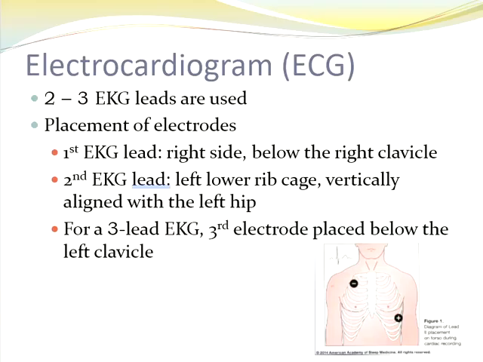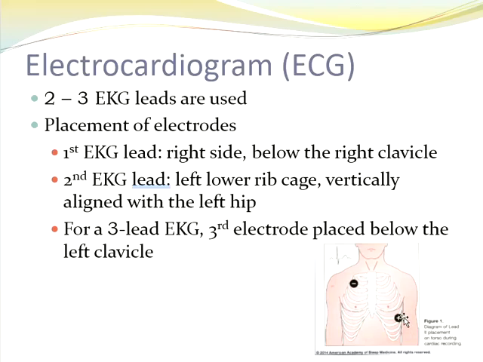Your ECG or EKG, electrocardiogram, we use a 2 to 3 lead depending on the system and the lab that you're at. The electrodes are placed. The first one is placed on the right side below the right clavicle, and then the second one is placed on the lower rib cage vertically aligned with the left hip. So it's basically right on the side underneath the patient's arm.